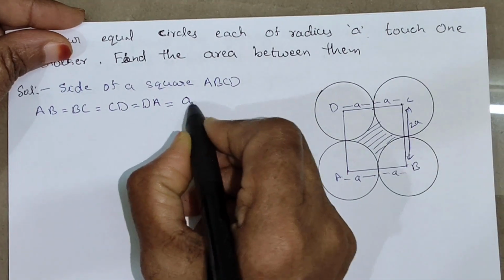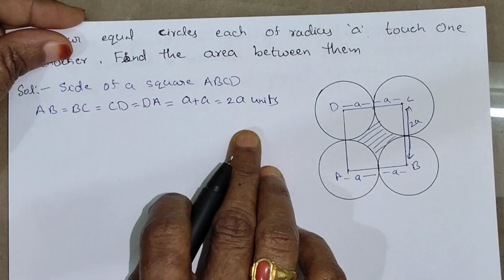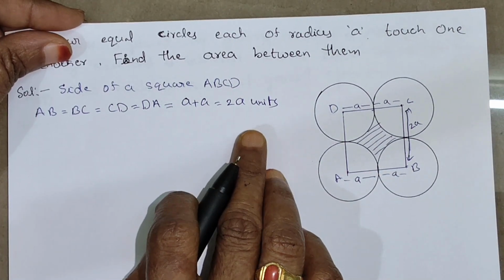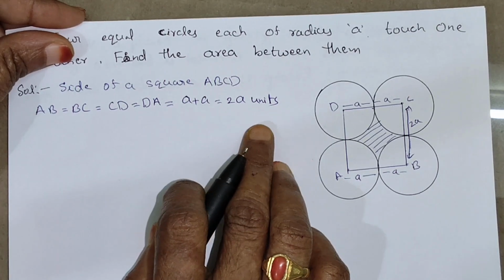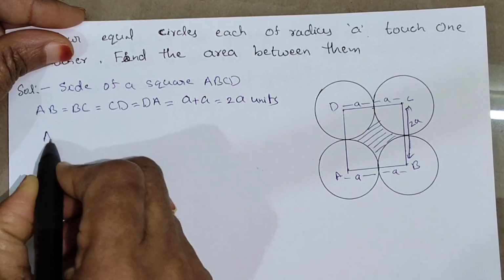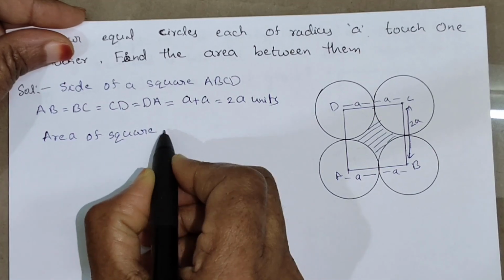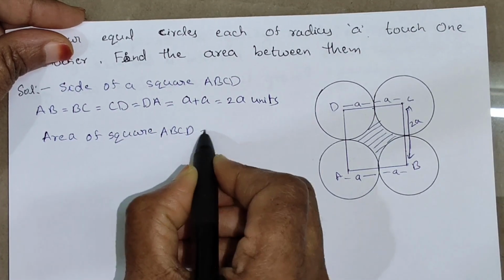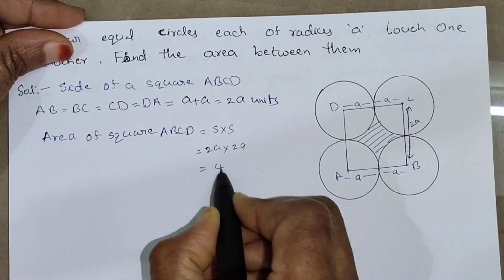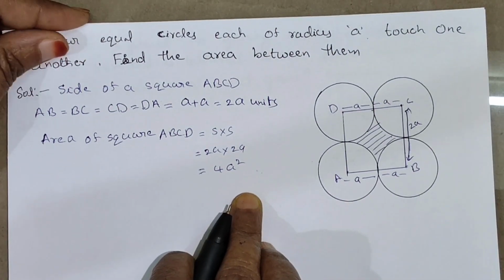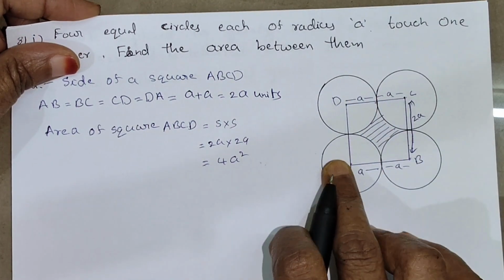Here A plus A equals 2A units. So the side of the square is 2A. Now, the area of square ABCD equals side into side, which is 2A into 2A, that equals 4A square. So 4A square is the area of this square.